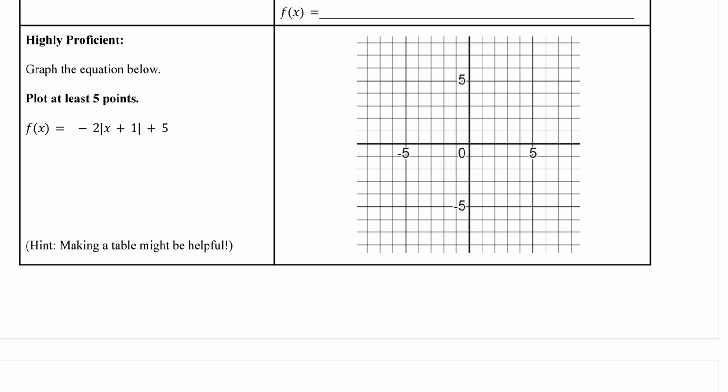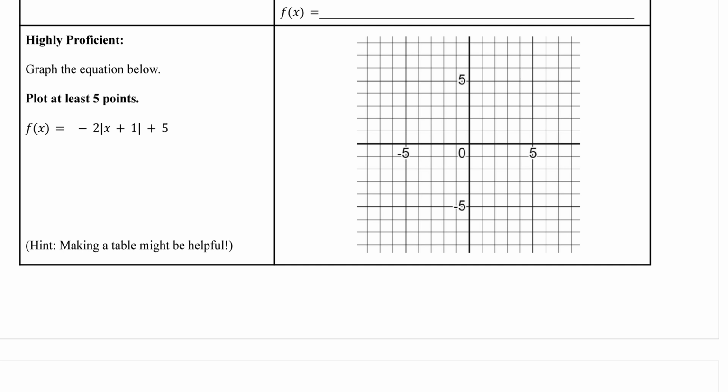Hello, welcome. This is a video about absolute value, and this is the highly proficient level. And they've asked us to graph the equation below, and it asks us to plot at least 5 points. I'm going to approach this in a couple different ways.